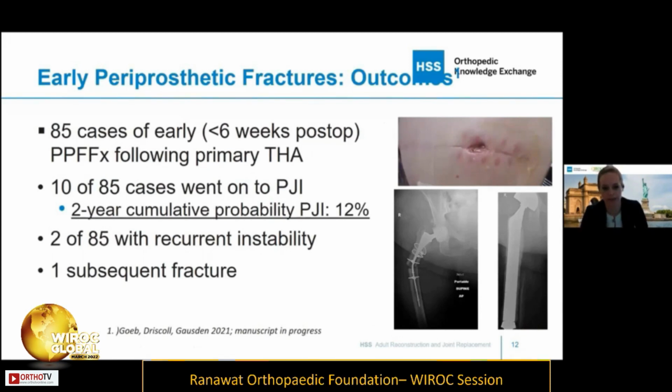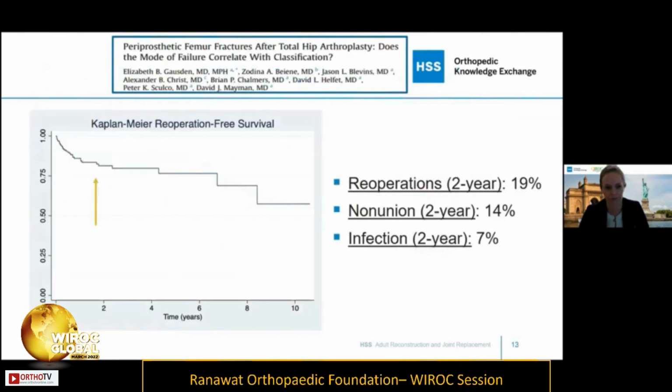The other thing we've been looking at is what happens if you do have an early fracture. What is the result? And the result is really sobering. If you have to take somebody back in the first 6 weeks for a fracture, your rate of periprosthetic joint infection is incredibly high, over 10% at our institution. And this is in line with other studies that have shown that if you take people back to the OR within the first 6 weeks for any aseptic reason, your subsequent rate of PJI is really high. So I think this is a group that we can target to lower our risk of infection going forward.